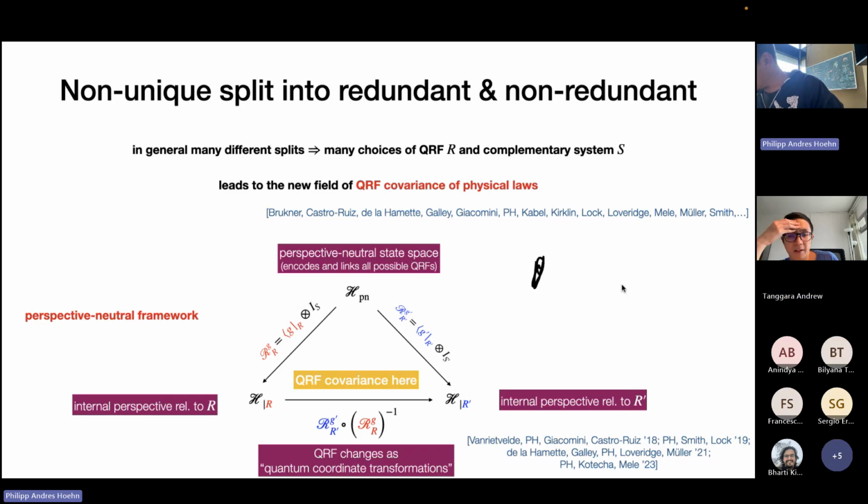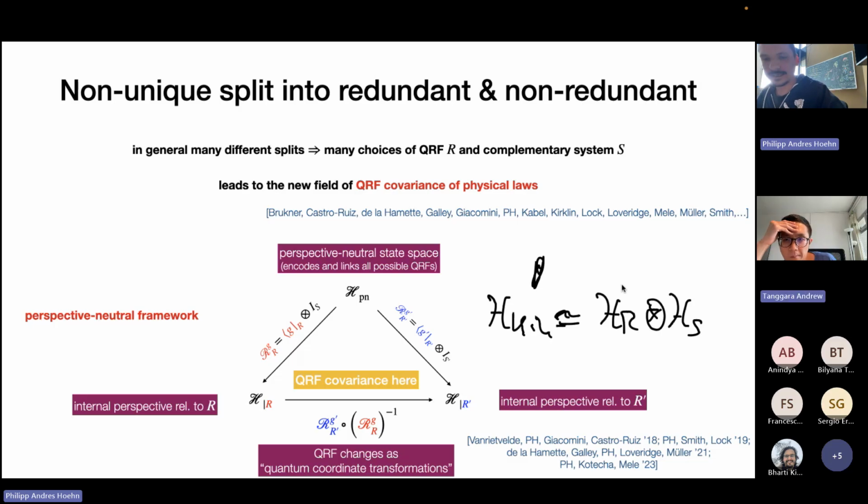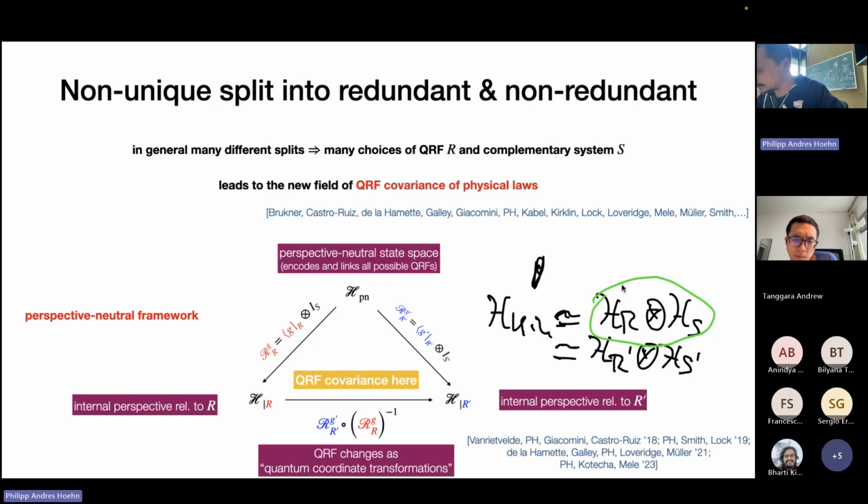Okay, sorry, I have to figure out how to write here. Basically, suppose we're given some factorization into H_R tensor H_S. That's for one frame, but now the statement is we can also factorize it in some different way, R prime tensor H_S prime. And the R prime will overlap, in general, with both of these here, and so it will be non-local in the original. So the two tensor products that I'm drawing there are distinct in general.